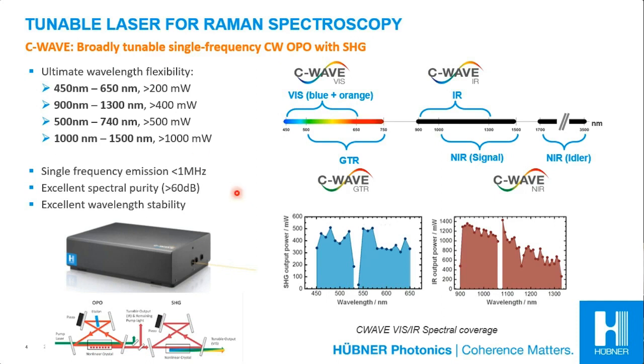So with this, I will hand over to my colleague Teresa, who's in the lab and who will show you a little bit of how we characterize the performance of the Cobolt lasers, and especially in terms of these performance parameters that are important for Raman spectroscopy. So the line width, the spectral purity, and the wavelength stability.